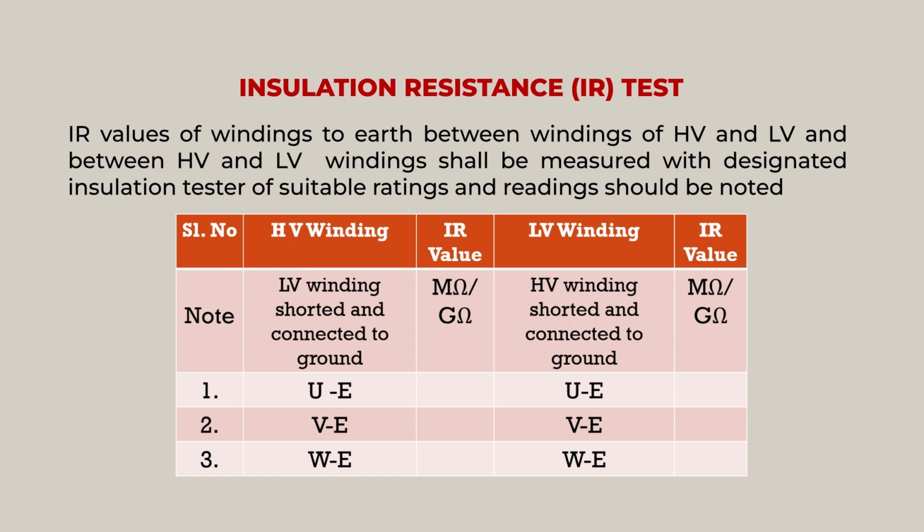The measured value should be in gigaohms, and as I told you in the previous class, the minimum IR value should be 1 megaohm per kilovolt plus 1. Once you have performed the IR test at the high voltage winding side, we have to do the same test at the low voltage winding side, by keeping the high voltage winding shorted and connected to ground. Then again the low voltage phase U to earth, then V to earth and W to earth.